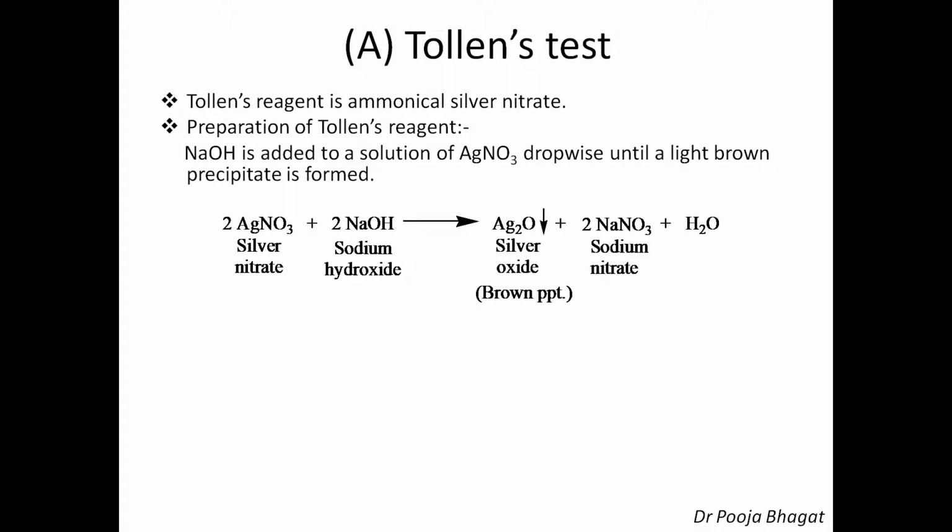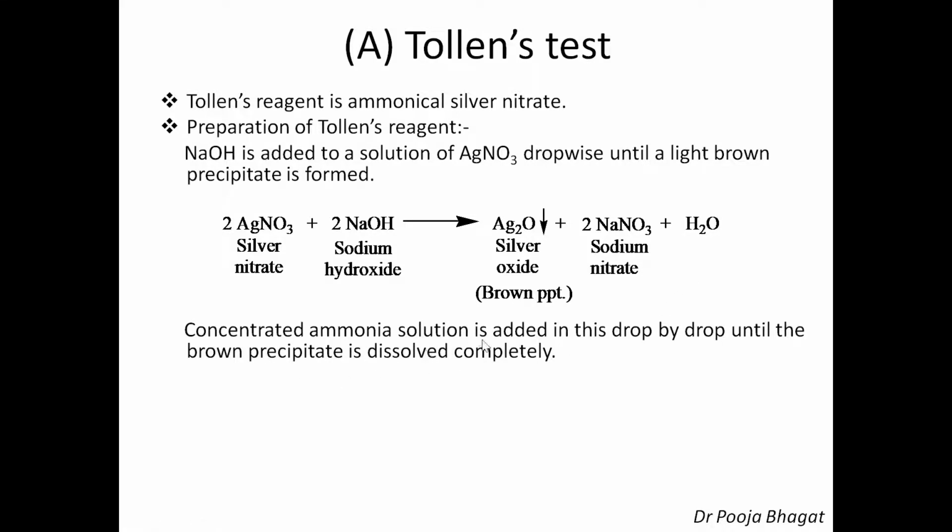Now this is the chemical equation which is involved. Silver nitrate reacts with sodium hydroxide to give silver oxide. So the brown precipitate is due to the formation of silver oxide, and then sodium nitrate and a water molecule. Now concentrated ammonia solution is added to this reaction mixture drop by drop until the brown precipitate is dissolved completely. So we are adding the concentrated ammonia solution to dissolve this brown precipitate, but the addition should be done drop by drop to dissolve the complete brown precipitate of silver oxide.